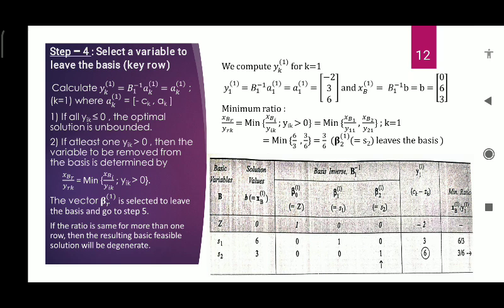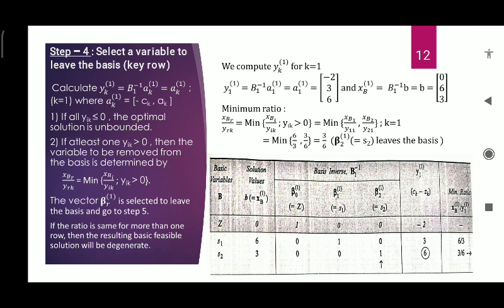So let us compute Yk using this procedure. We calculate Y1 for k equal to 1, that is B inverse A1, which is equal to A1, the column of the matrix which is not in the basis, from the additional table. The first column of the additional table is nothing but A1, which is -2, 3, 6, and XB is B inverse into b, where B inverse is the identity matrix. Therefore we get the same matrix b, which is 0, 6, 3.